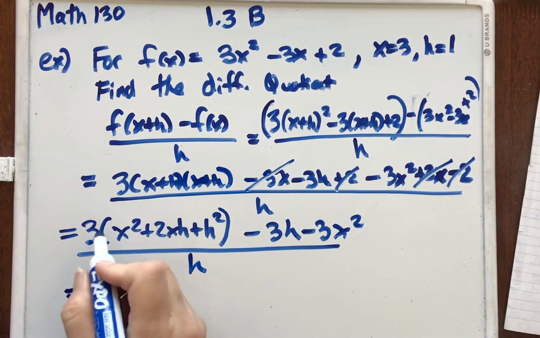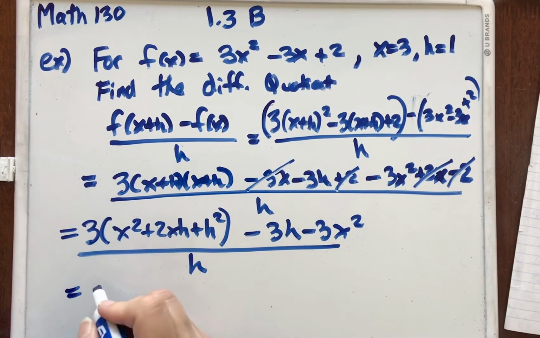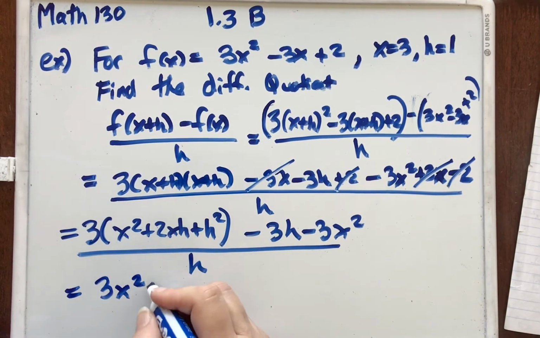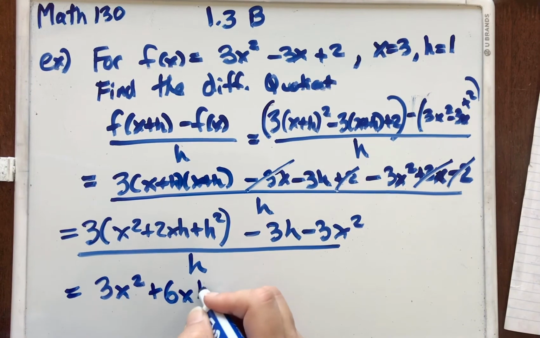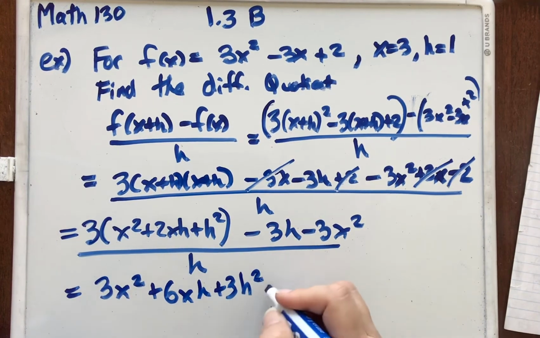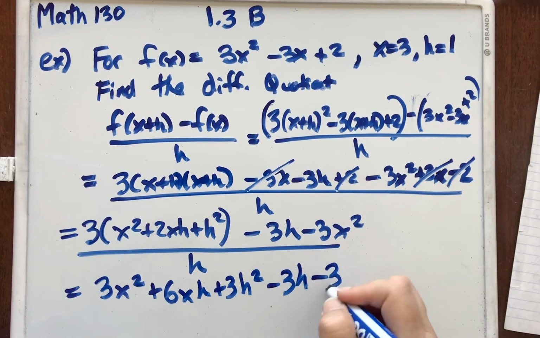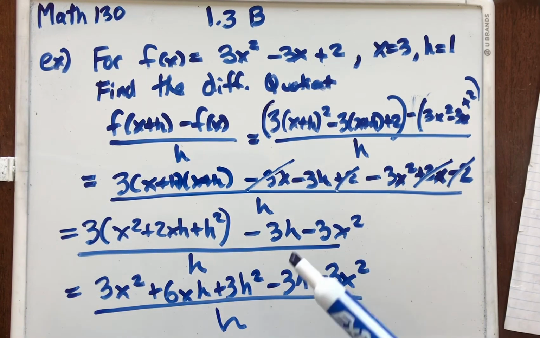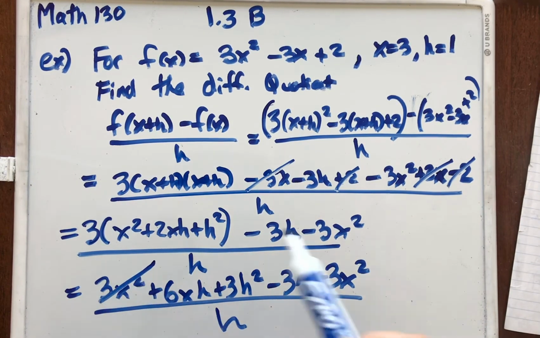Okay, let's distribute this now. 3 times x squared is 3x squared. 3 times 2xh is plus 6xh. 3 times h squared is plus 3h squared. Minus 3h minus 3x squared all over h. A lot of work, right? Okay, well this is nice. We can see more things we can cancel. We have a 3x squared and a negative 3x squared, so let's get rid of that.